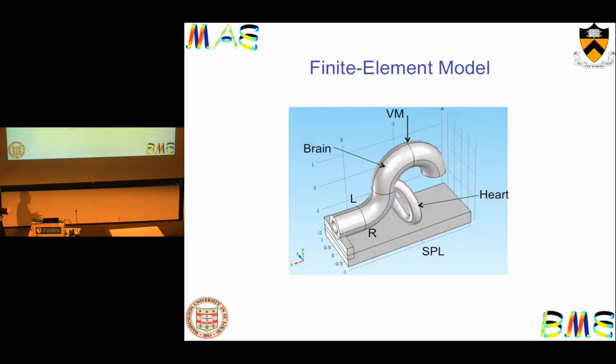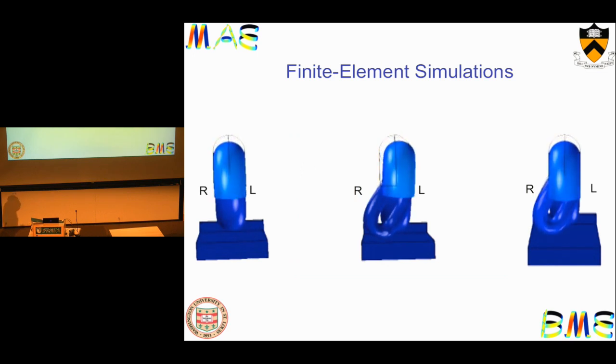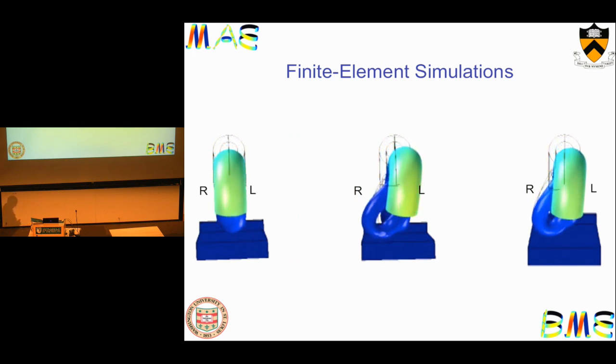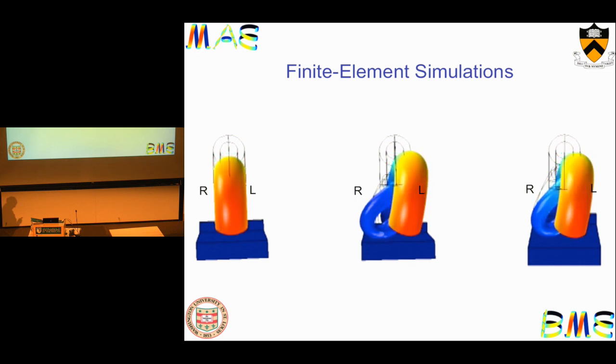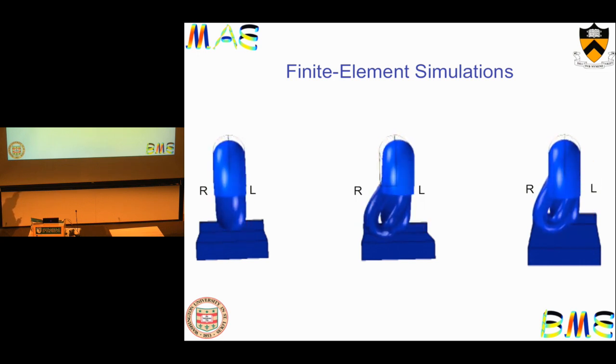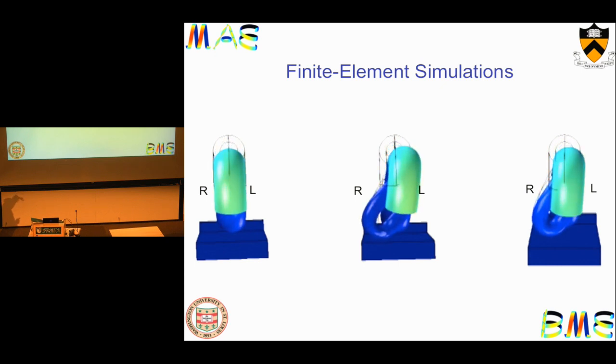We also built finite element models using a simplified geometry of the embryo. These are the flexures, and that's the heart that loops to the right side. That's the brain. We apply a force from the top that represents the force from the vitelline membrane. And that's the SPL membrane beneath the heart. We can take a look at the results. The force from the vitelline membrane can actually cause the brain to twist rightward.